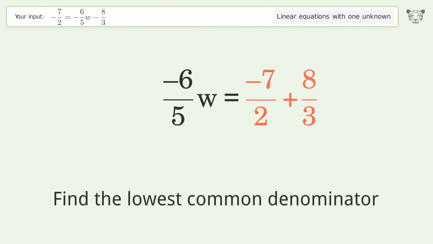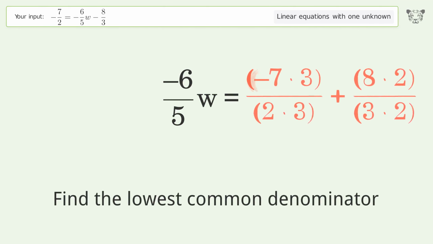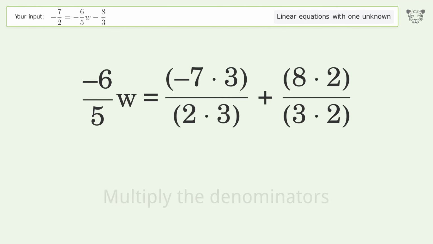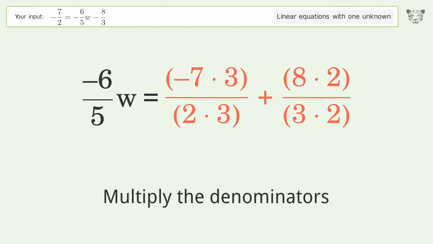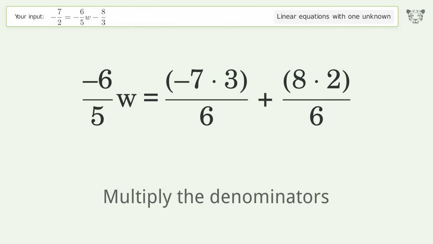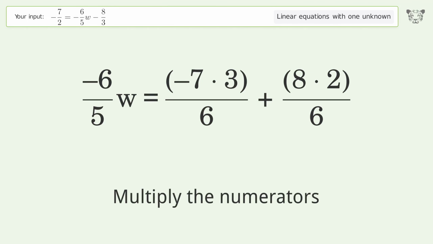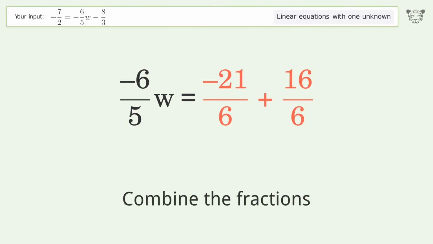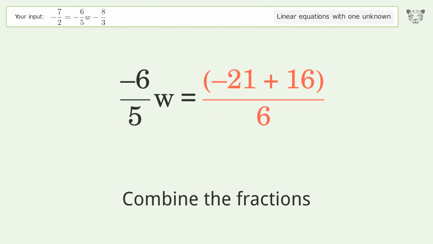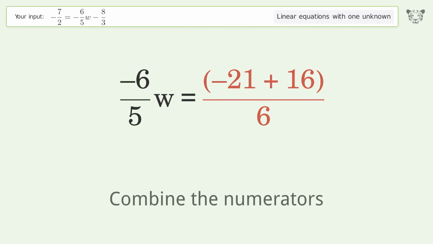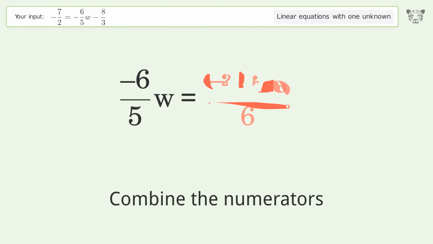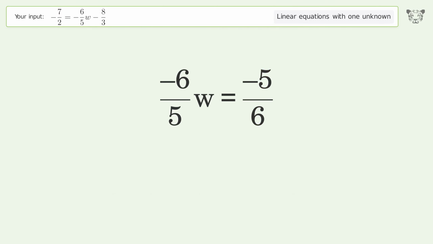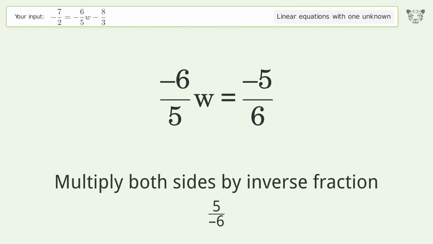Find the lowest common denominator. Multiply the denominators. Multiply the numerators. Combine the fractions. Combine the numerators. Isolate the w. Multiply both sides by inverse fraction 5/6.